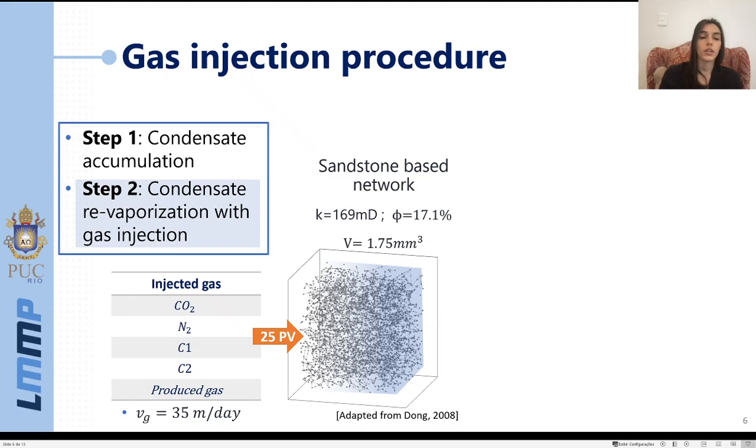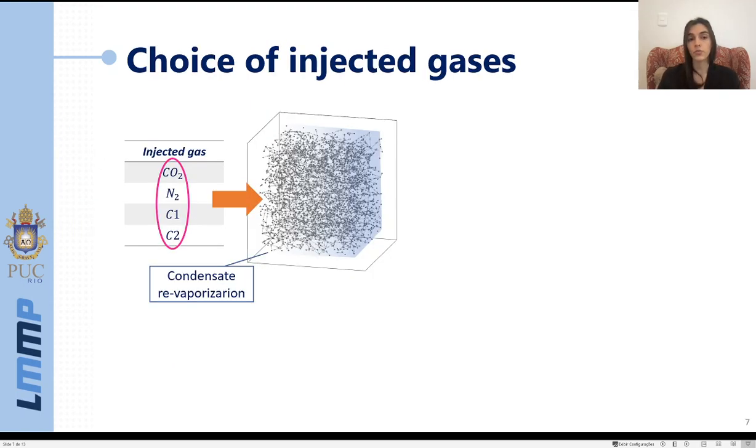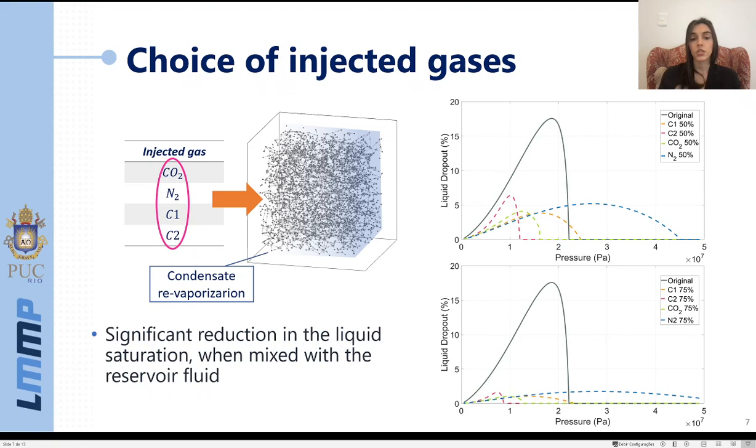Then we've implemented the second step, in which those gases here were injected. Those gases were either carbon dioxide, nitrogen, methane, ethane, or produced gas. We also injected 25 pore volumes and evaluated how much of the condensate we could produce. And the reason why we chose those gases besides the produced gas to try to revaporize condensate is because they could display a significant reduction in the liquid saturation when mixed with the reservoir fluid.